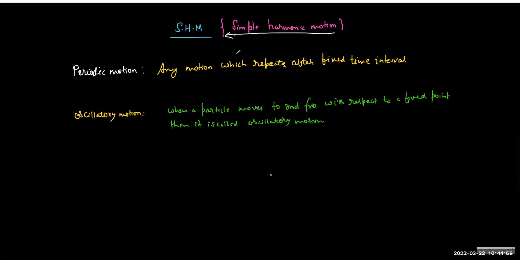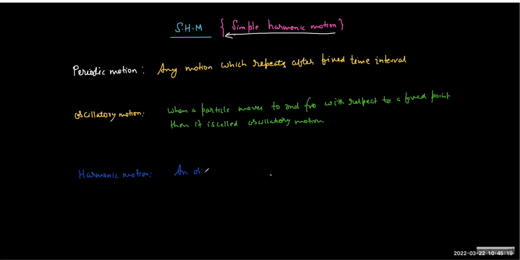So the question is, what happens if oscillatory motion becomes periodic motion? Then it is called by a different name, and that is what we call harmonic motion.